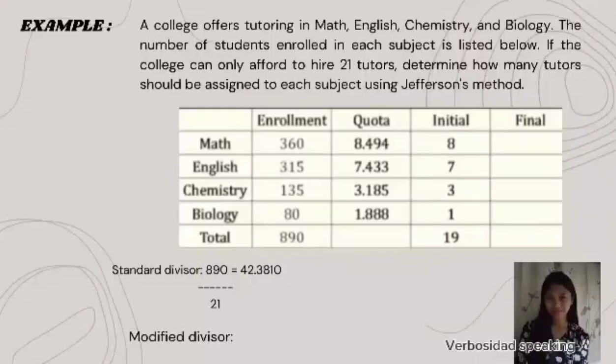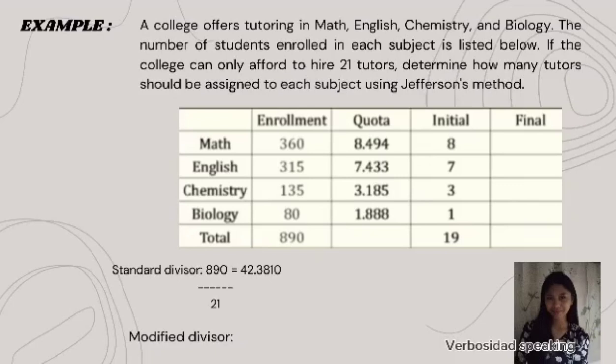For example, a college offers tutoring in math, English, chemistry, and biology. The numbers of students enrolled in each subject is listed below. If the college can only afford to hire 21 tutors, determine how many tutors shall be assigned to each subject using Jefferson's method. So as we can see, in our problem, we also have the table.